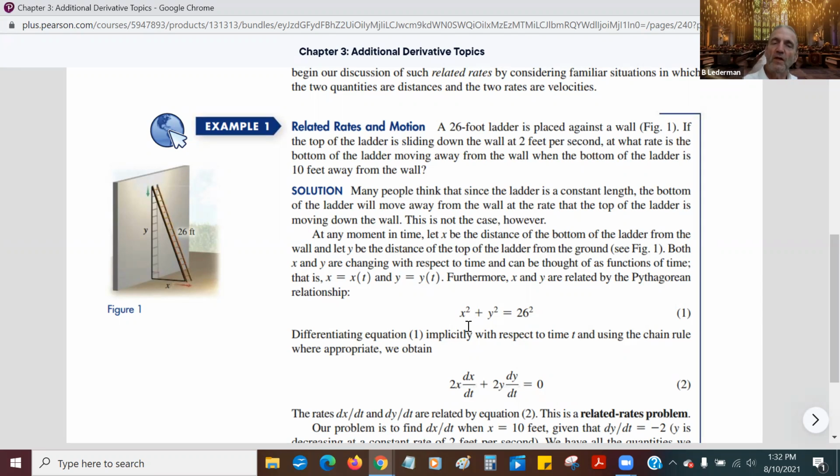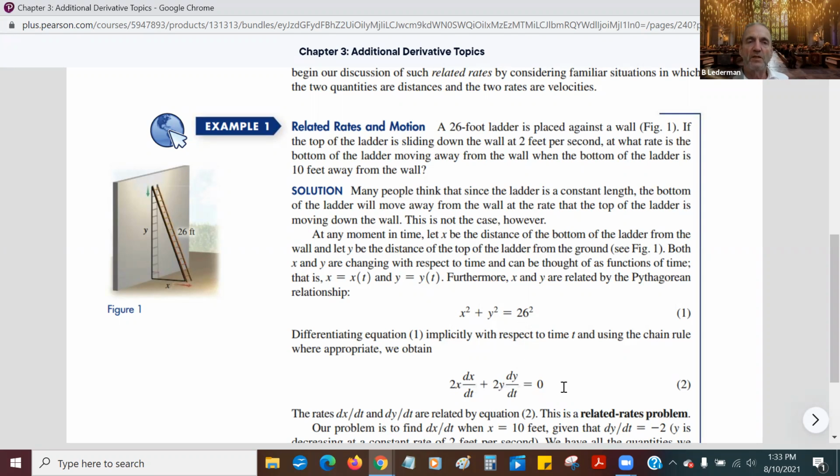So the derivative of x squared with respect to time is going to be 2x times dx/dt. That's the chain rule. The derivative of y squared with respect to time is 2y times dy/dt, and the derivative of 26 squared is just 0. It's a constant. So this may seem like, wow, what have I done?